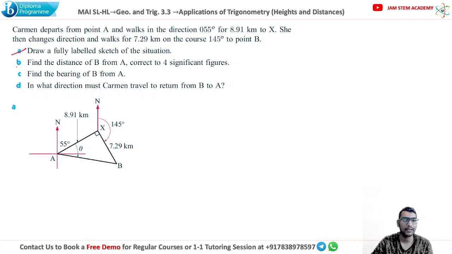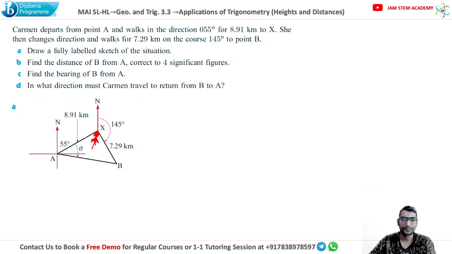Done. Second part. Find the distance of B from A. Distance of B from A means we are looking for this AB distance. How can I find this distance? For that, let's find the value of this angle. Let's talk about this angle. What information do we have here? Using that information, we will calculate this value.